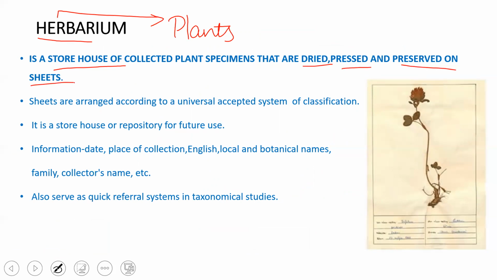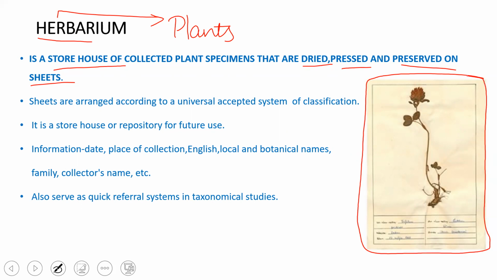Basically, herbarium is a sheet. Just like an A4 size, or even bigger in size. So herbarium is a sheet where the plant specimens, it may be any type of plant specimen. If you go on a field trip and collect a plant specimen, it may be a herb, or a shrub, or even a part of a tree. It may be a climber or a creeper, anything.